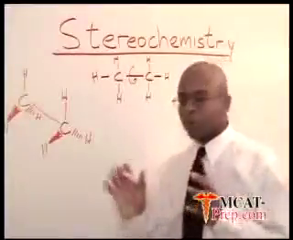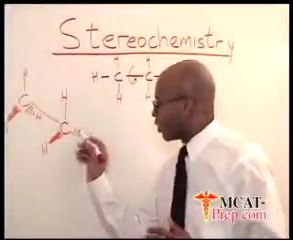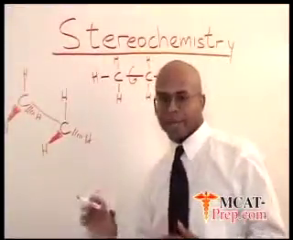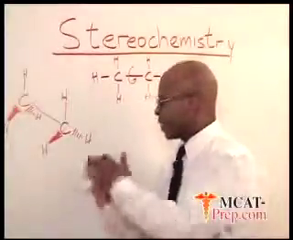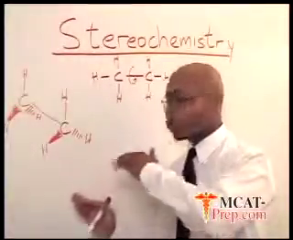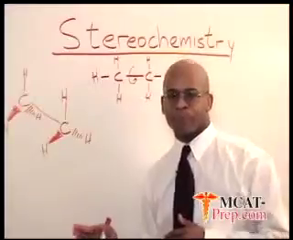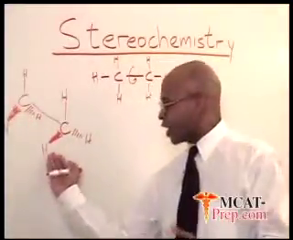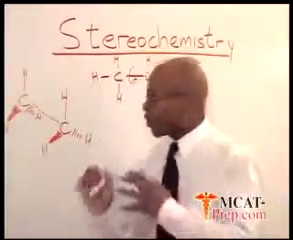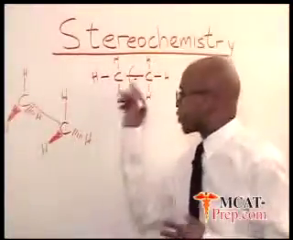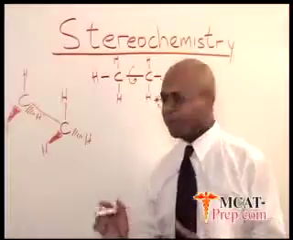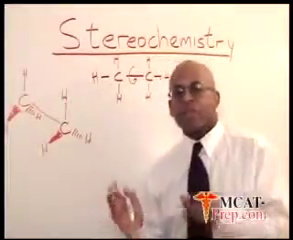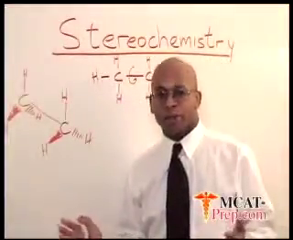Now, the routine here is that when we see a broken line in organic chemistry, it means this hydrogen is going into the plane. And this solid triangle means this hydrogen is coming out. Because though we write these sort of sticks and lines and so on, the truth is these are 3-dimensional molecules.